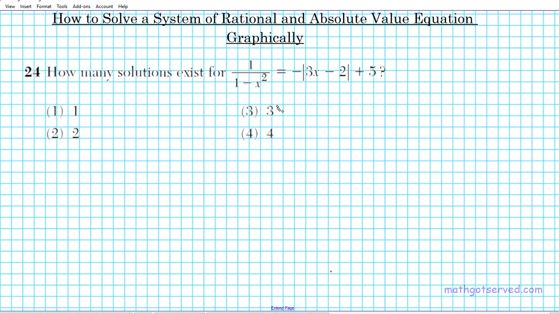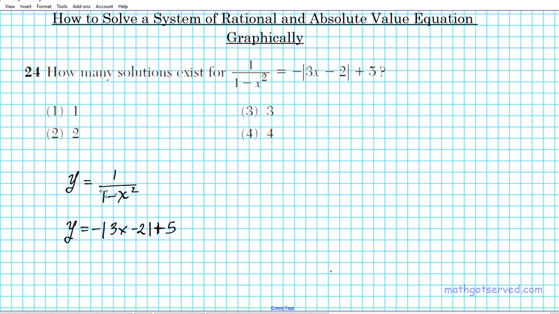Okay. So we have one function on the left, the rational, and an absolute value function on the right. So what we're going to do to solve this graphically is set y equal to both of them. So the first equation is y equals 1 over 1 minus x squared. And then the second one is y equals negative absolute value of 3x minus 2 plus 5. So a system of equations is two or more equations with related unknowns. All right? So you can see the x's and the y's as the related unknowns.